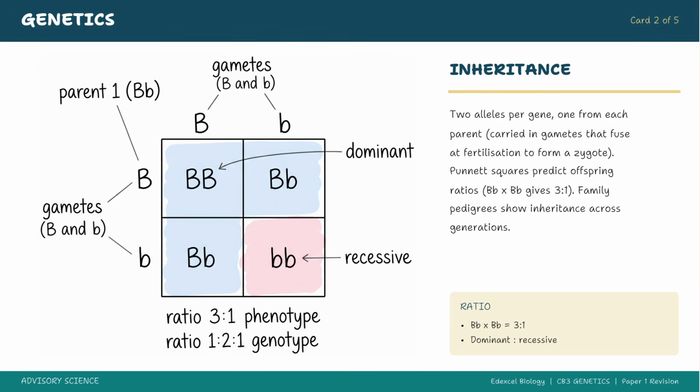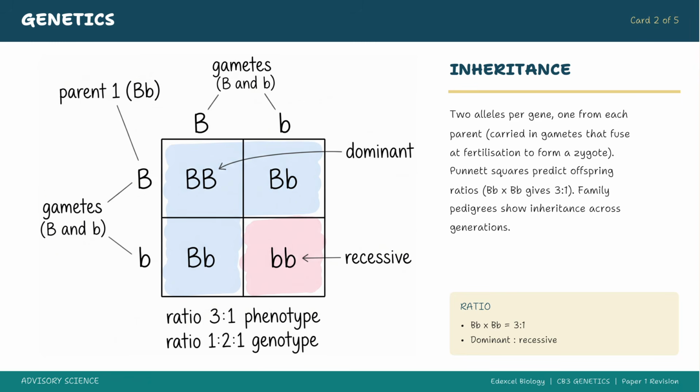Inheritance. You inherit genes from your parents, half from your mum and half from your dad. For each gene, you have 2 copies, called alleles, and you have 1 from each parent. So alleles are a pair of genes. Alleles come in 2 types.